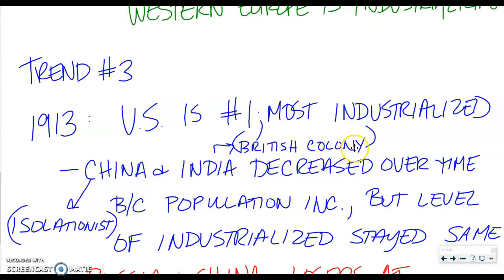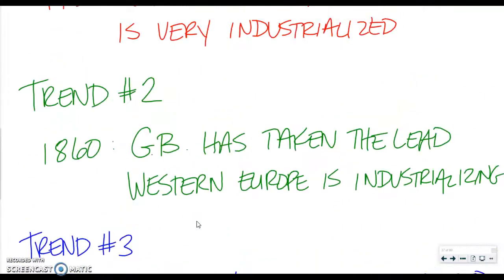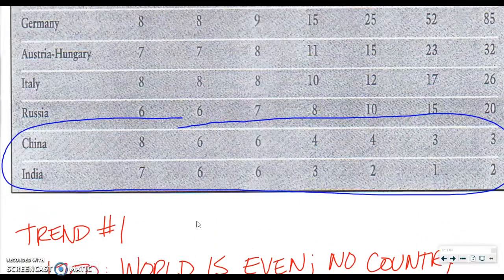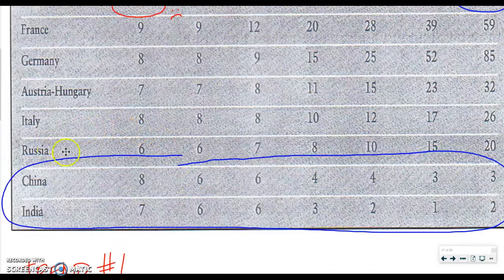India's numbers are so low this whole time because they were a British colony. So again, that system of mercantilism, their raw materials are being shipped back to the British Empire, to Britain, and produced in factories in Britain. China was very isolationist during this time frame. They weren't trading with other countries. They were pretty shut off from the rest of the world because they were happy with their own resources and they were pretty self-sufficient. In terms of other losers in our trends here, we see that the Russians are consistently really low in terms of levels of industrialization, as well as the Chinese.